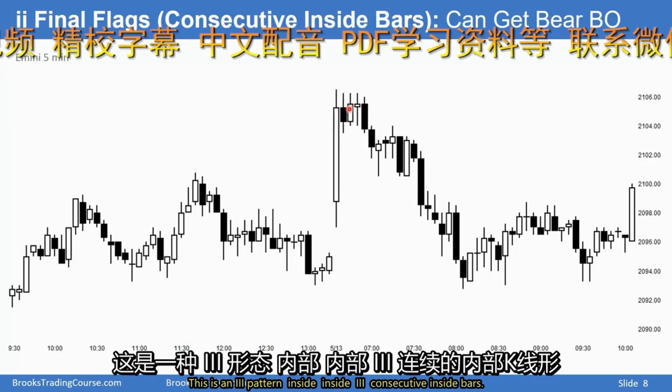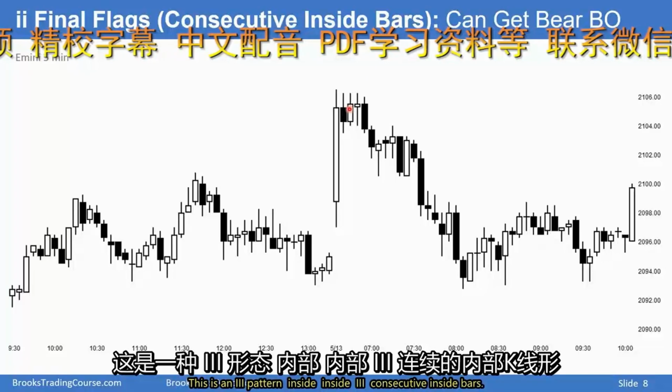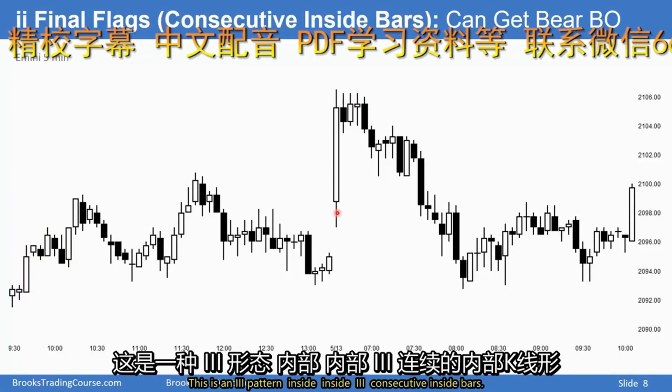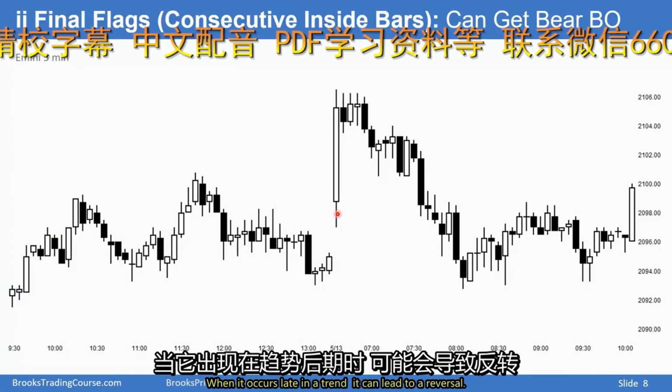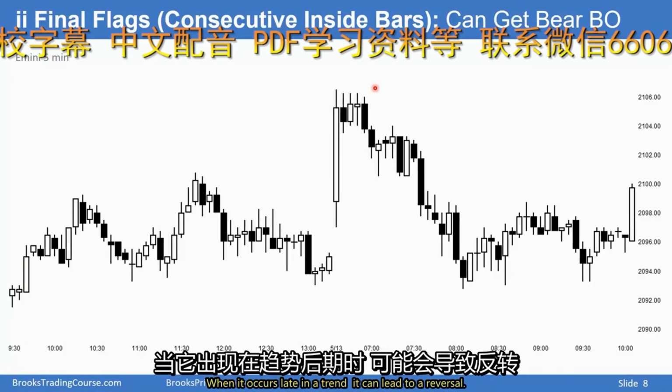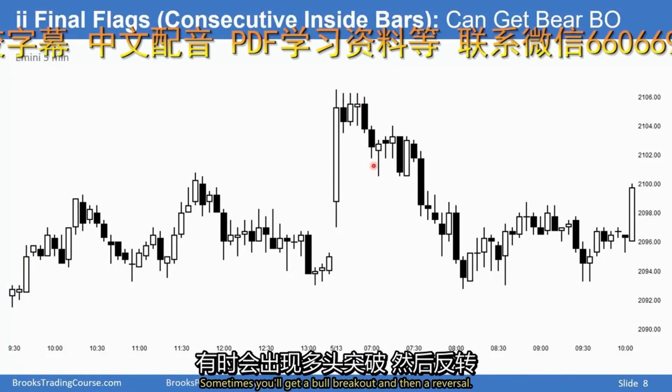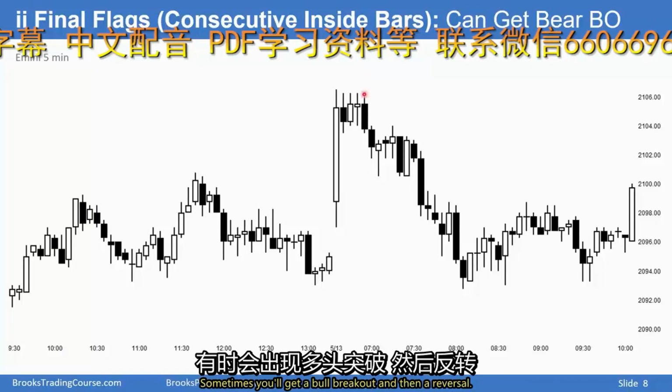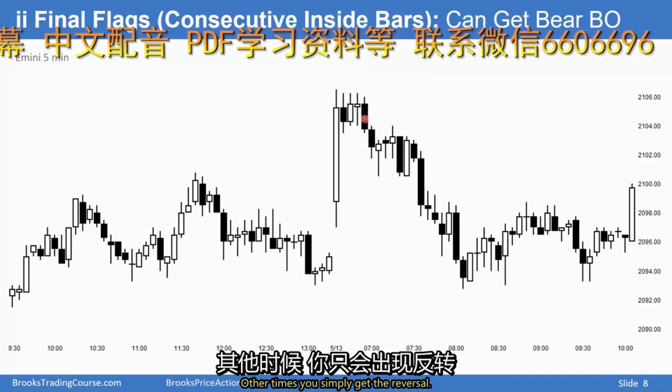This is an II pattern, inside, inside, consecutive inside bars. When it occurs late in a trend, it can lead to a reversal. Sometimes you'll get a bull breakout and then a reversal. Other times you simply get the reversal.